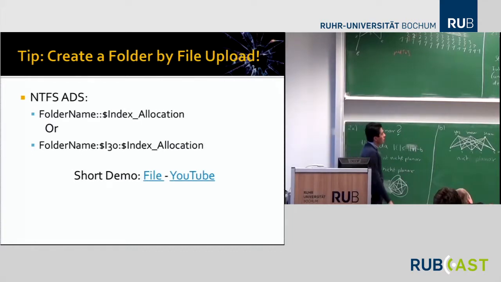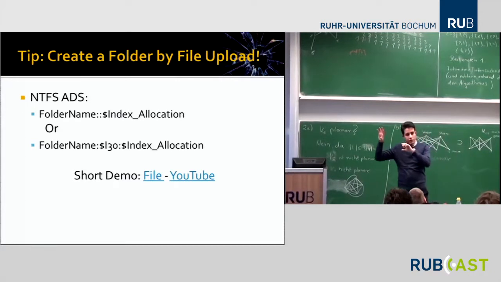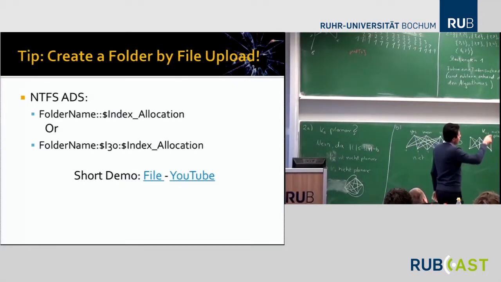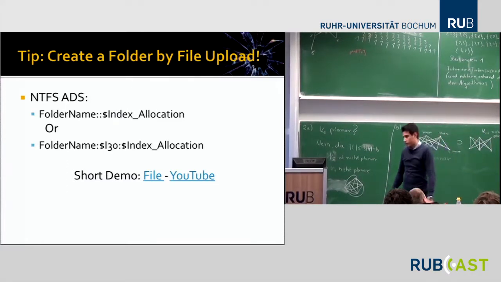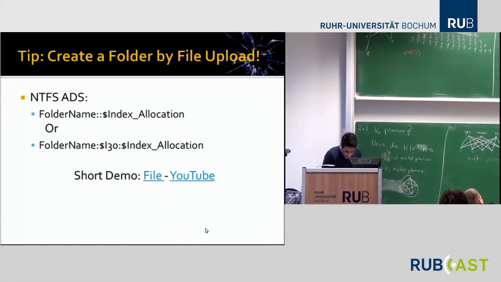Okay, let me give you a tip: how to create a folder by using file upload when you're uploading a file. In Windows, in NTFS, it is possible if there is no protection, by using alternate data streams. For example, you remember the file name in the request that you were sending as a POST request to the server. If you change that file name to this alternate data stream, $index_allocation, it will create a folder for you. I will try to show you a demo.